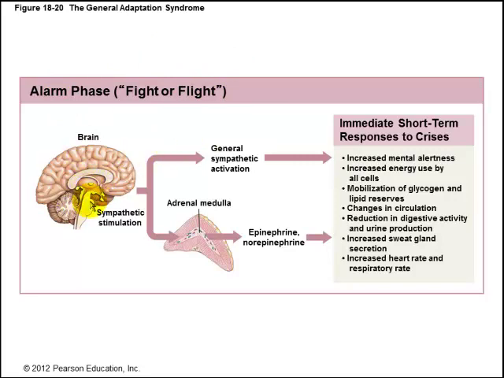Sympathetic stimulation actually, of course, has to come down the spinal cord to get to the adrenal medulla. And the adrenal medulla, remember, secretes epinephrine and norepinephrine, which gives you those physical responses that we associate with being stressed.